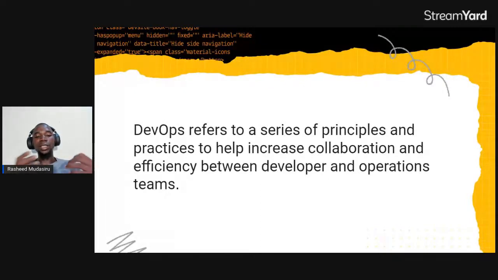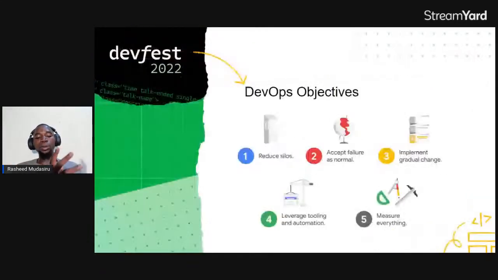It's basically the principle and objective of DevOps that every organization ensures collaboration between their development teams, which are the developers, and the operations team, which are the security guys, the QA guys, those that do the testing at the end of the day. The principle that brings them together, that increases the collaboration between these teams, is what we refer to as DevOps. And according to Google, we have five main objectives of DevOps.